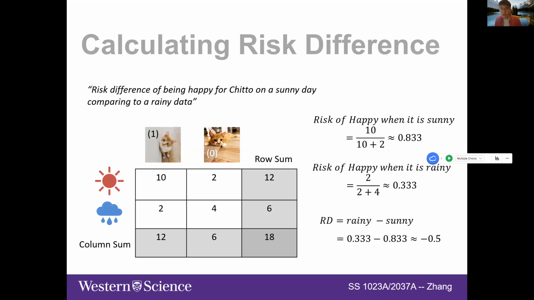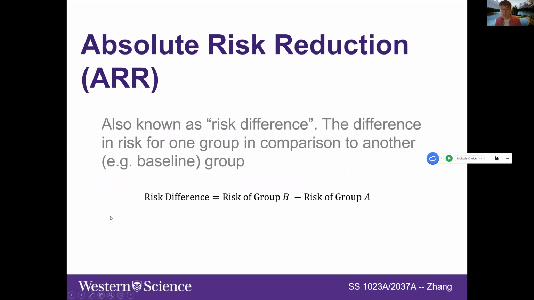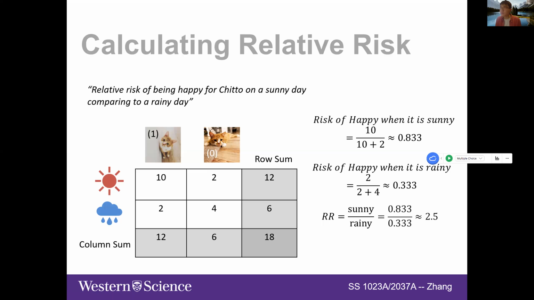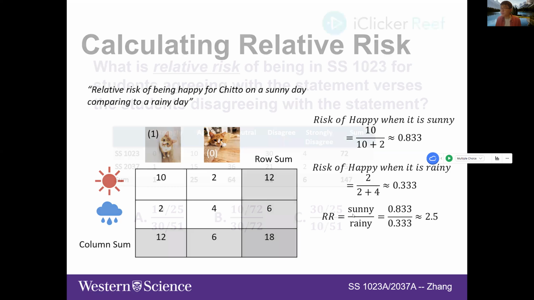Oh, okay, there's another question: could you quickly go over the calculating relative risk example with the cat again? So I guess the question is about this, the first part, right? The relative risk here, I say, is sunny versus raining. This is only determined by what the groups are that you are trying to compare, right? Here we just compare the sunny day versus the raining day. That's why the numerator is sunny and the denominator is raining. So for this part, we just look at what we're trying to compare.